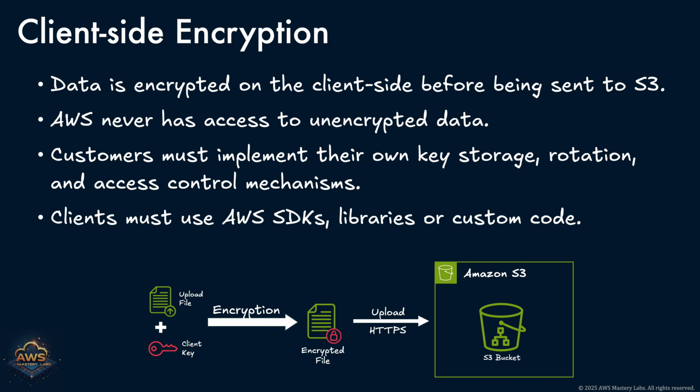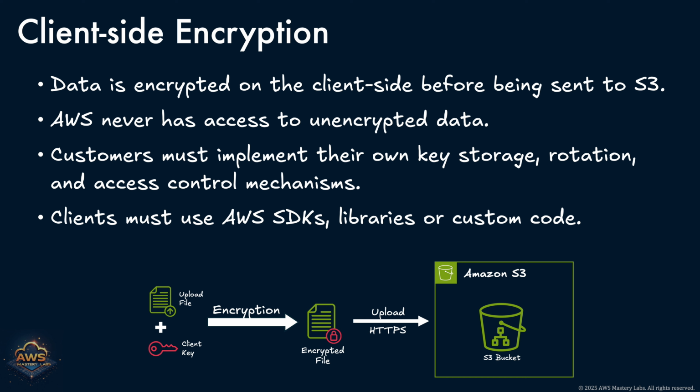Client-side encryption in Amazon S3 provides an added layer of data protection by ensuring that data is encrypted before it ever leaves the client's environment. This means the encryption process occurs locally, and the encrypted data is then uploaded to S3, keeping the raw, unencrypted content completely out of AWS infrastructure.